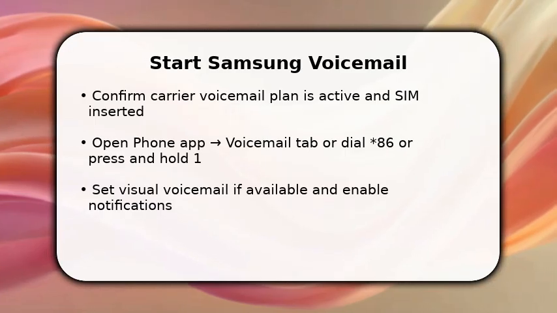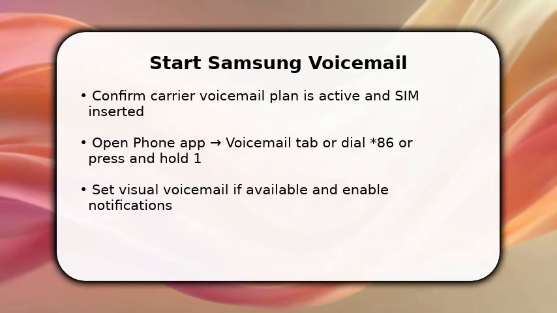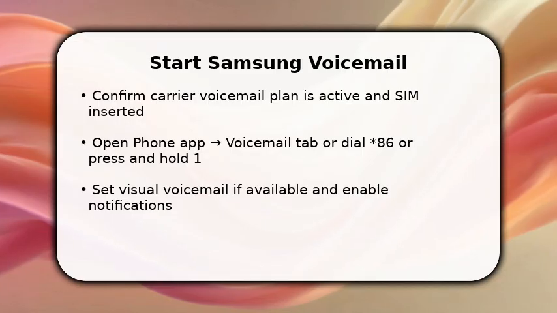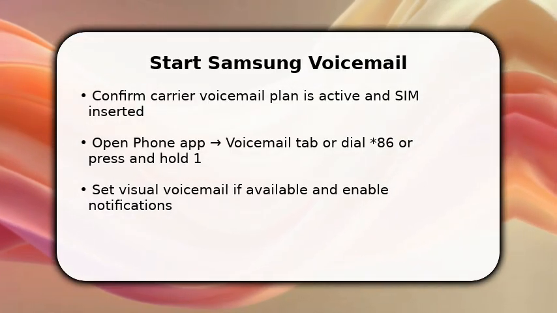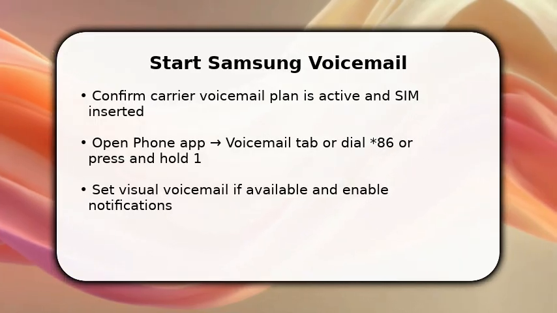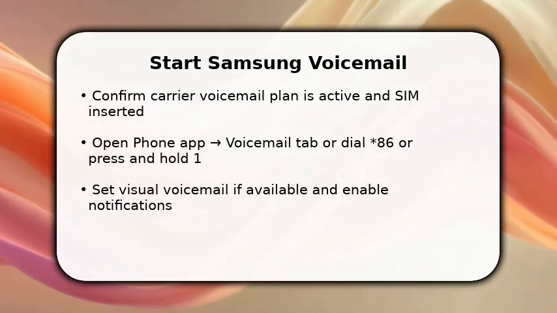Enjoy the video. You begin by verifying the essentials. Your carrier voicemail is active and your SIM is working. Next, open the phone app and tap the voicemail tab, or dial *86 or press and hold 1. This starts the setup sequence.